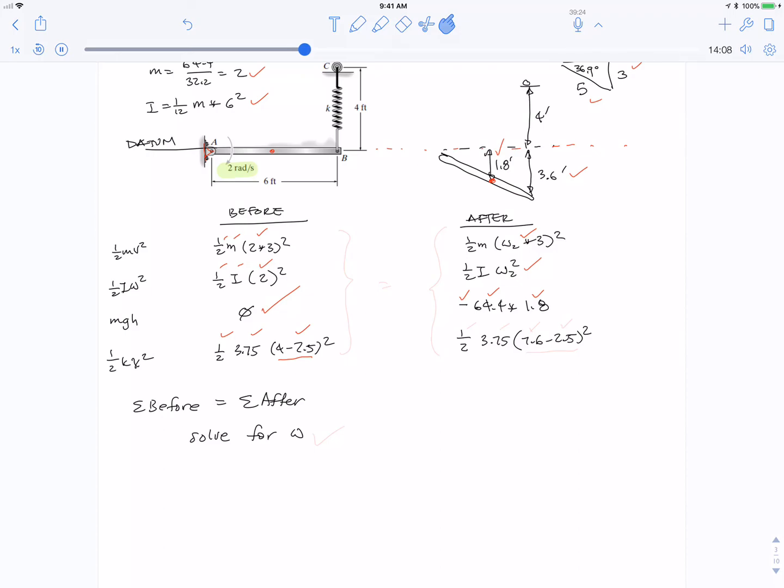And then lastly, there's the 1/2 k delta x squared. If you look at the picture, the spring is now 7.6 feet. Unstretched length is 2.5. 7.6 minus 2.5, or 5.1, is how much it stretches, and that'll be squared. There's only one unknown in here. You add up everything before equals everything after, and the only unknown is omega 2, and you can solve for that.